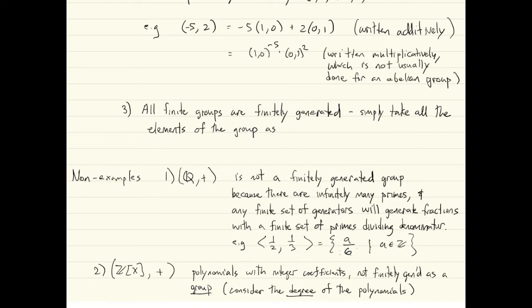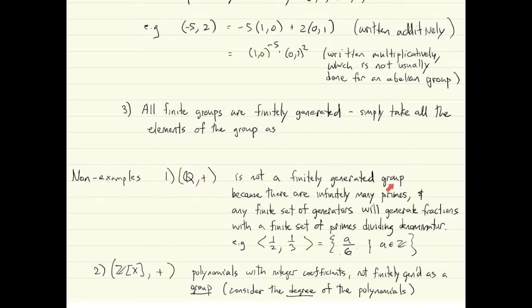That's because we can simply take all the elements of the group as the set generating the group. Okay, let's do some non-examples, in other words, groups that are not finitely generated. One example is the rational numbers with the group operation of addition.